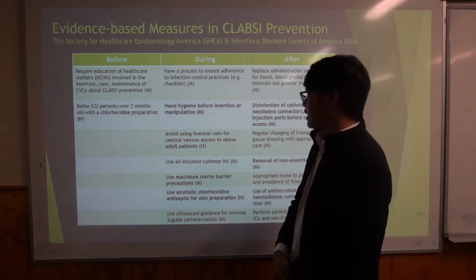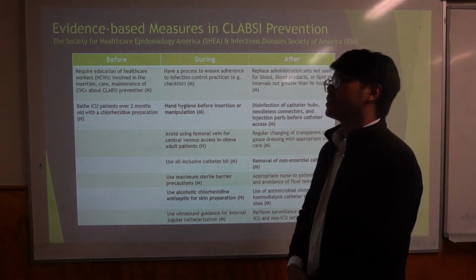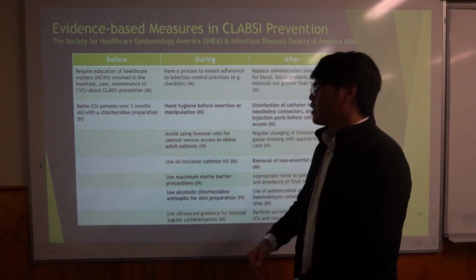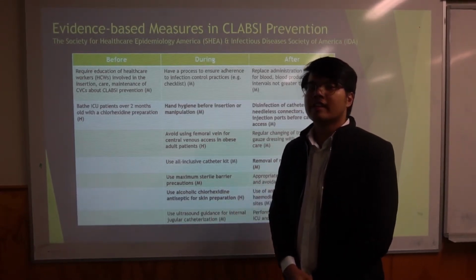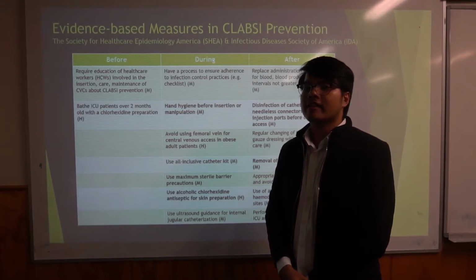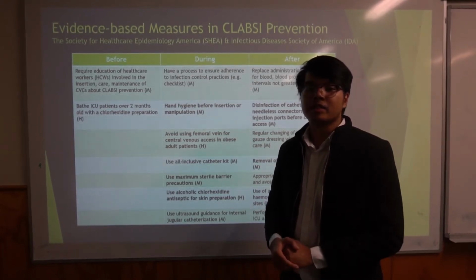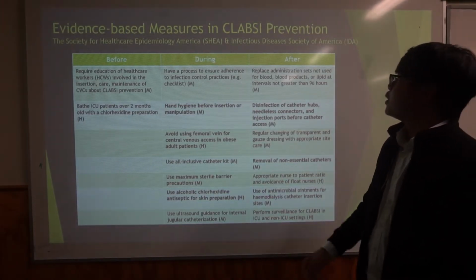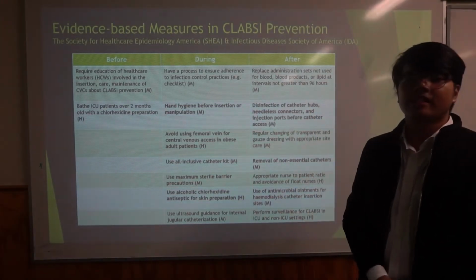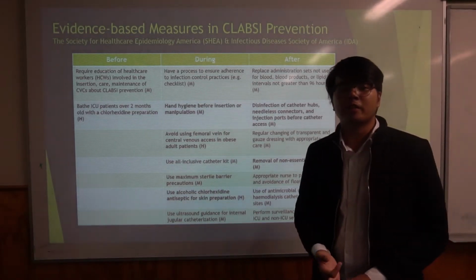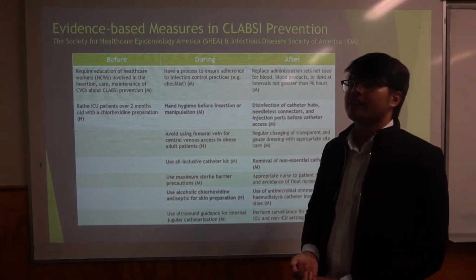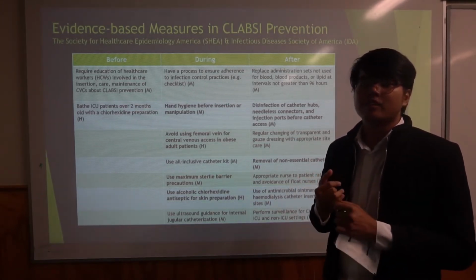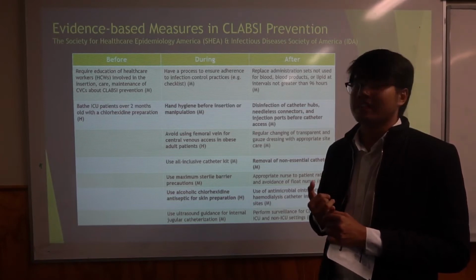Lastly, using ultrasound guidance for internal jugular catheterization. The doctors could use ultrasound guidance in order to ensure that the catheter is inserted precisely, thus reducing the risk for reinsertion. After catheter insertion, replace administration sets not used for blood products or lipids at intervals longer than 96 hours. Constant replacement of these catheters would increase the risk for infection.